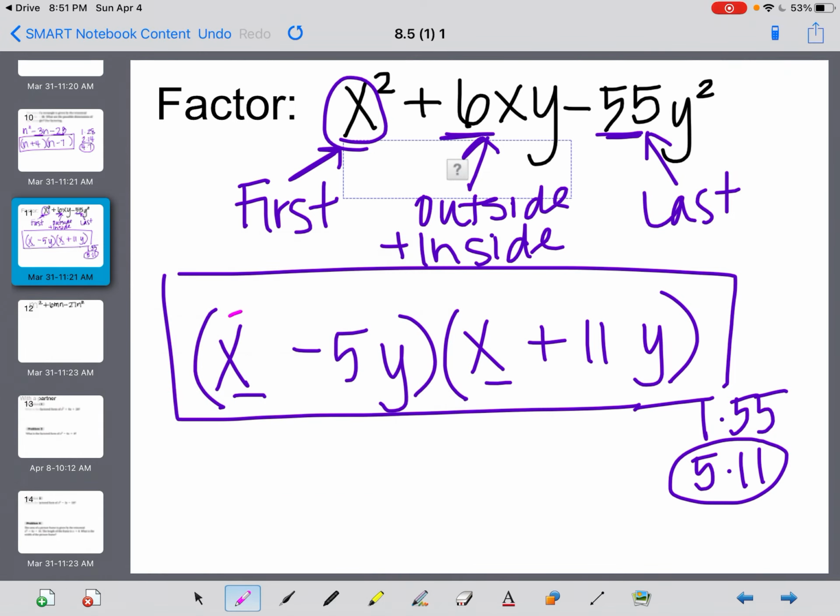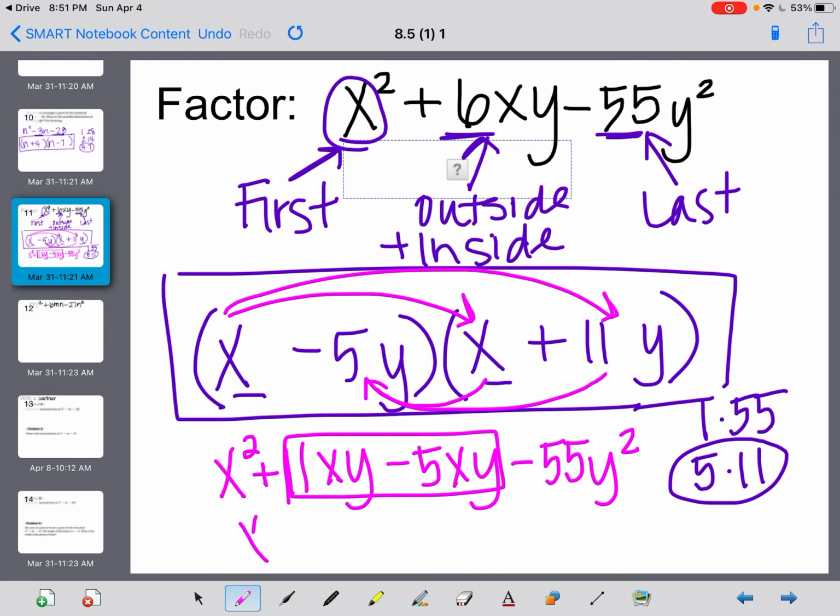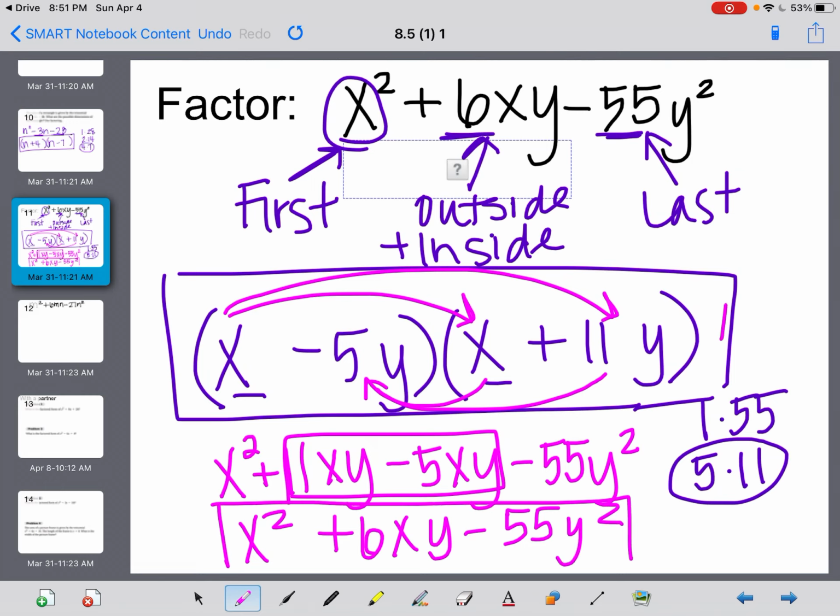So if I multiply my first, x times x is x to the second power. Outside gives me positive 11xy. Inside gives me negative 5 times x times y. And last gives me a negative 55y to the second power. Then if I combine these like terms, I'll have x squared plus 6xy minus 55y to the second power, which is exactly what we started with, so we know that this is the right answer.